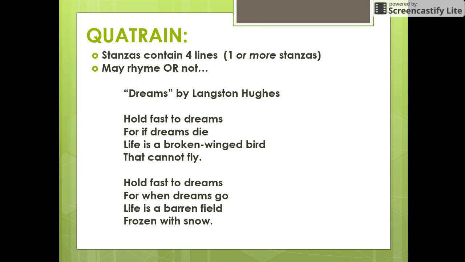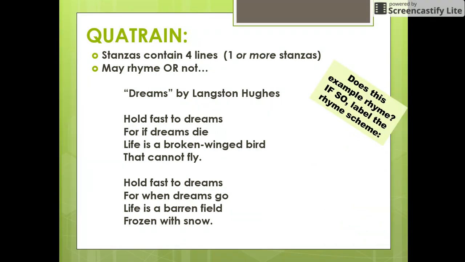How many stanzas are in this poem? The answer is 2. Hold fast to dreams starts each stanza for some repetition. Does this poem rhyme or not? The answer is yes. So take a second and try to label the rhyme scheme. You're looking at the words dreams, die, bird, and fly. And then dreams, go, field, and snow. You label rhyme scheme by the last word in each line.